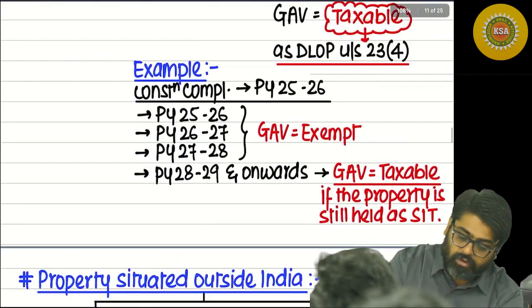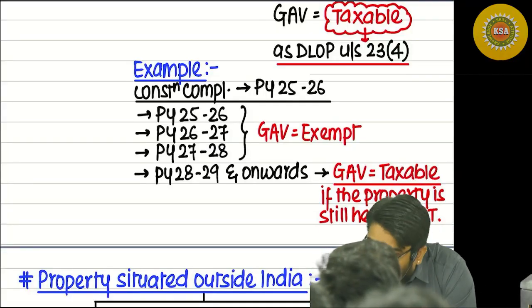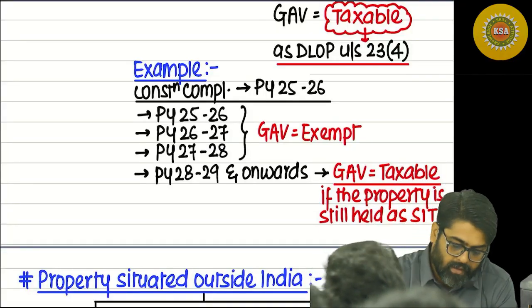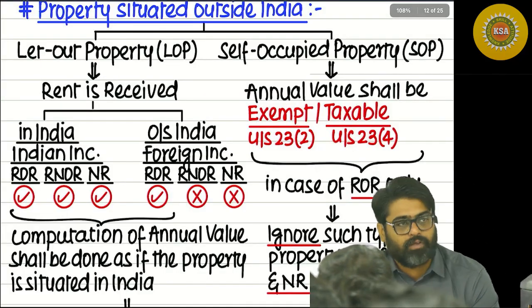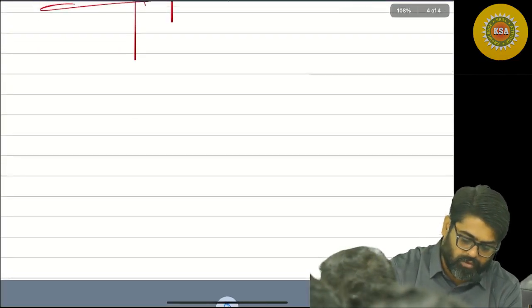Very good. So this was your 23.5. Now, once we have completed 23.5, after this we are going to discuss properties situated outside India. But before that, I want to have a small discussion with you.